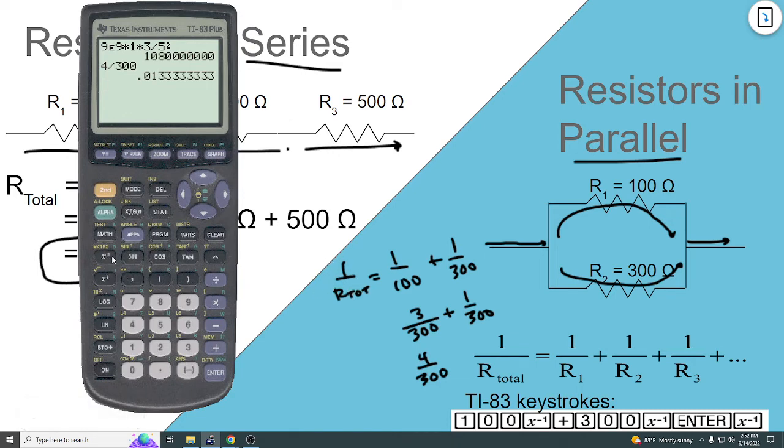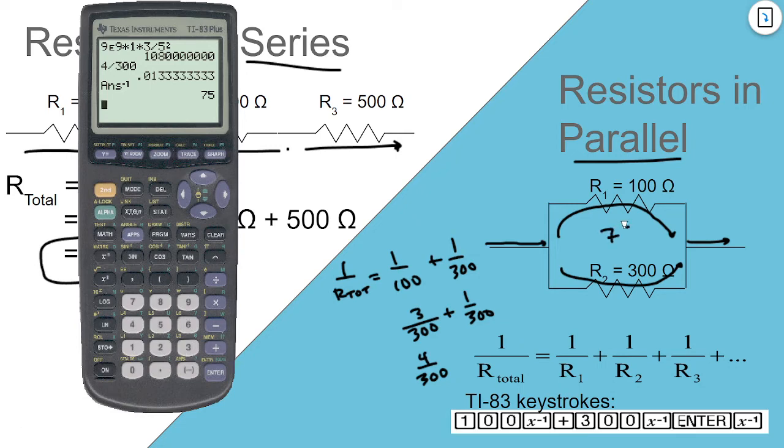I'd have to flip it on its head. That's what this button right here does. So I'd have 75 ohms of resistance with a 100 and a 300 in parallel. Remember how we said it made it easier? When I put resistors in parallel, that sum should be less than either one of the resistors that you have.